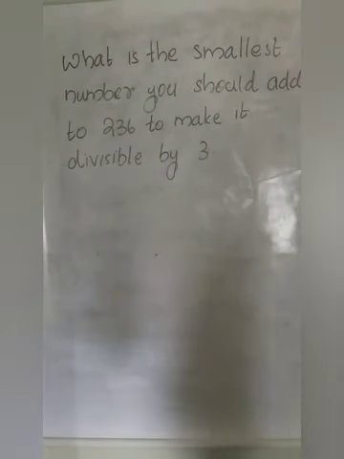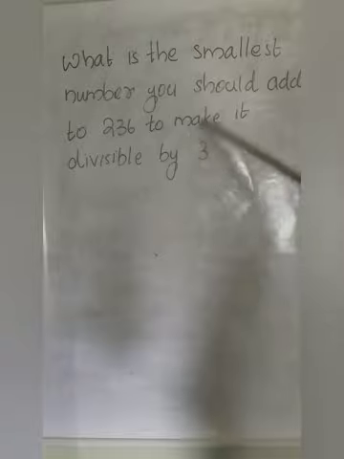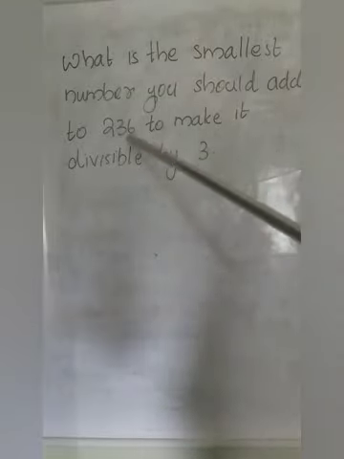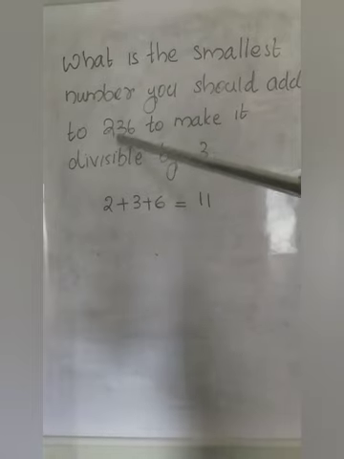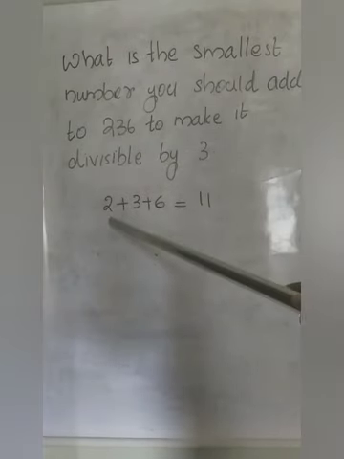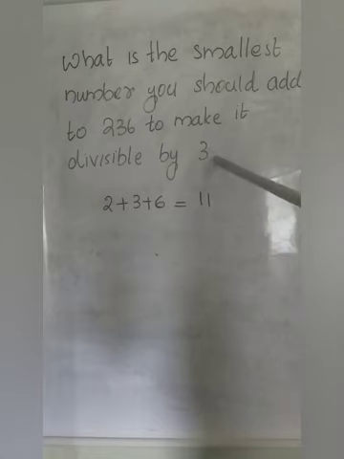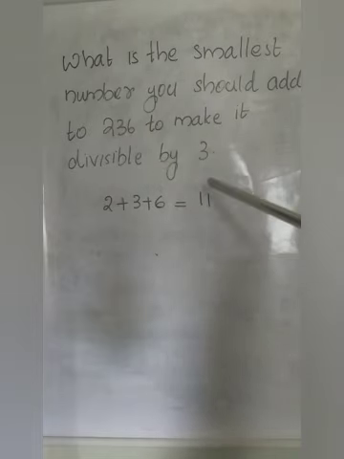Similar to the divisibility rule of 9, the divisibility rule of 3 is: when we add all the digits in the given number, if we get a multiple of 3, then that number is divisible by 3. So first we can check whether 236 is divisible by 3. When I added the digits in 236, what am I getting? 2 plus 3, 5, 5 plus 6, 11. Is 11 a multiple of 3? No, 11 is not a multiple of 3. So we can say this number 236 is not divisible by 3.